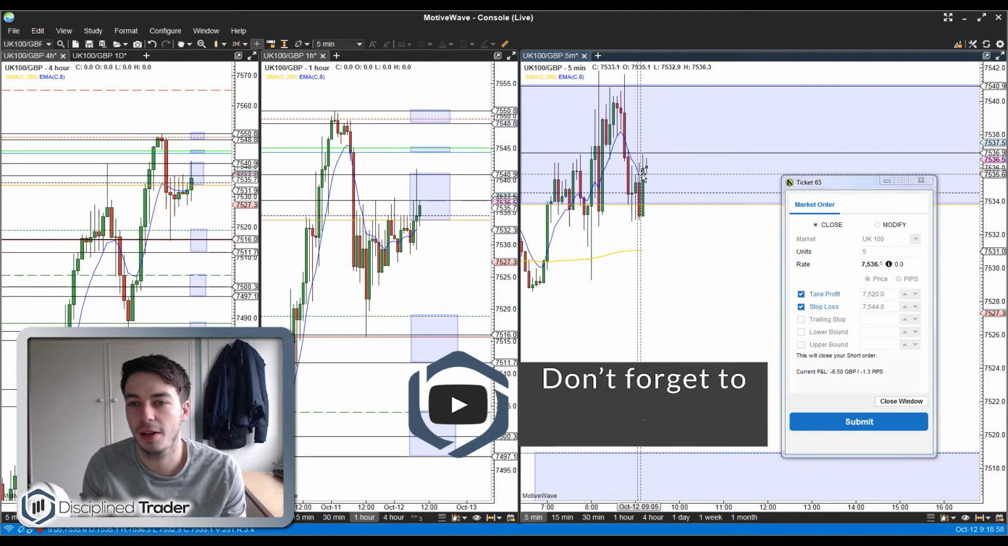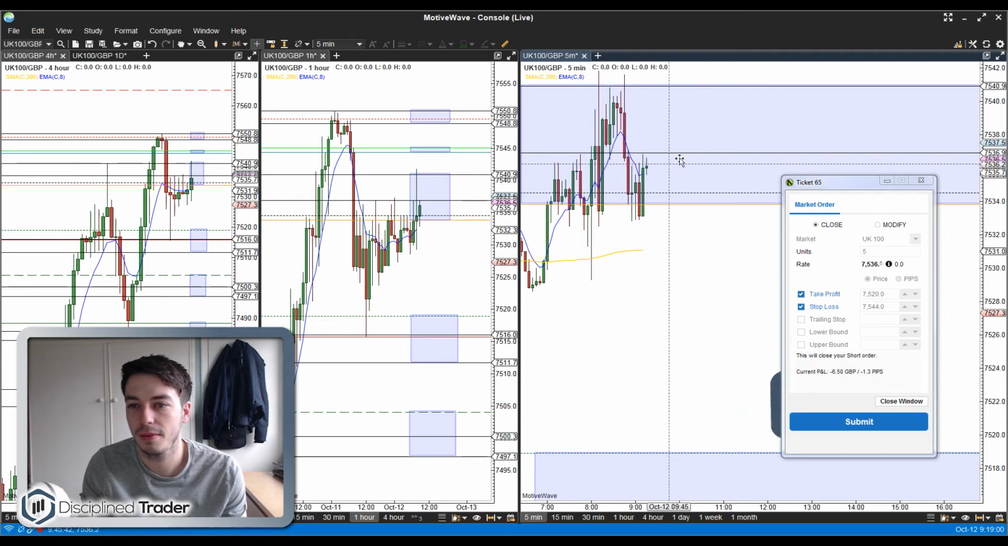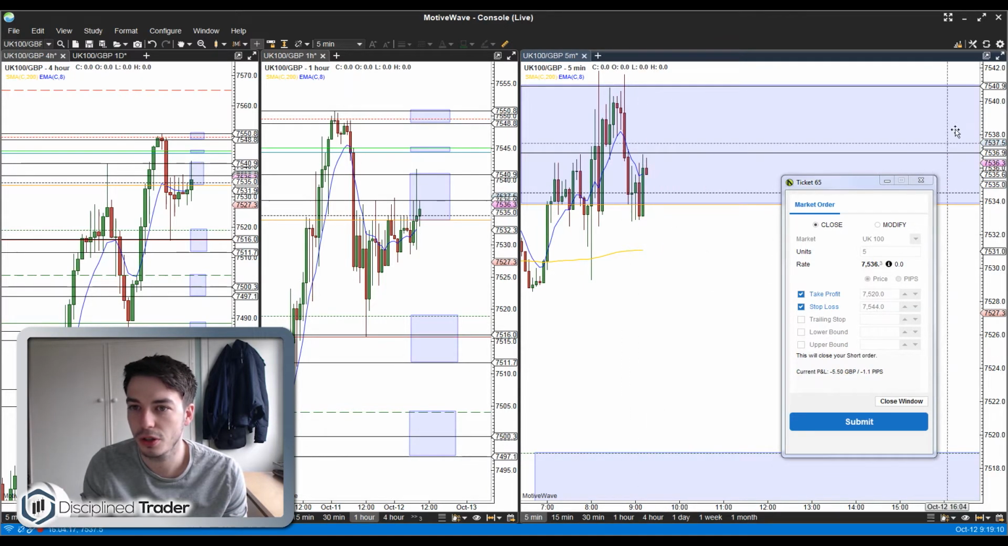I think if it starts getting up above really this 4-hour line here, then I would say that it's more probable that we'll get stopped out. As you can see, the stop loss is at 544, so just a bit above the top of this signal candle here and above the band, and the take profit is down at the 20 level like we said.